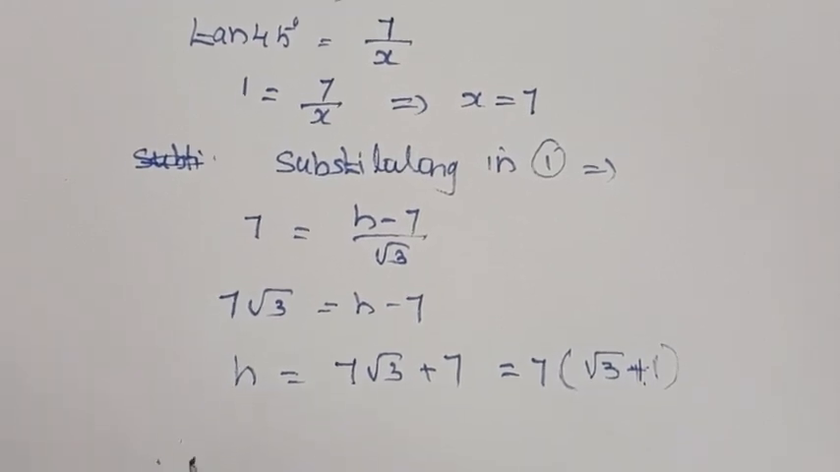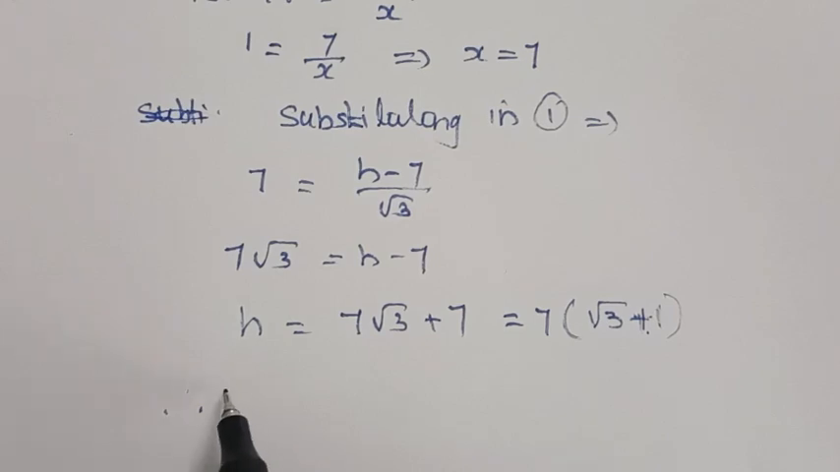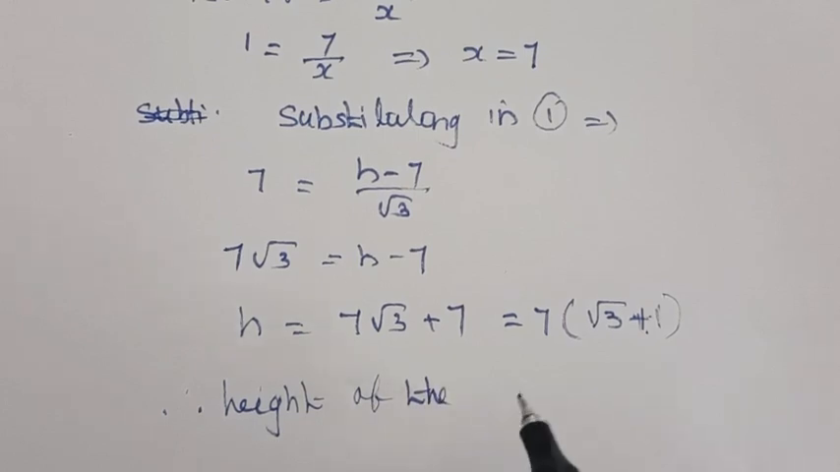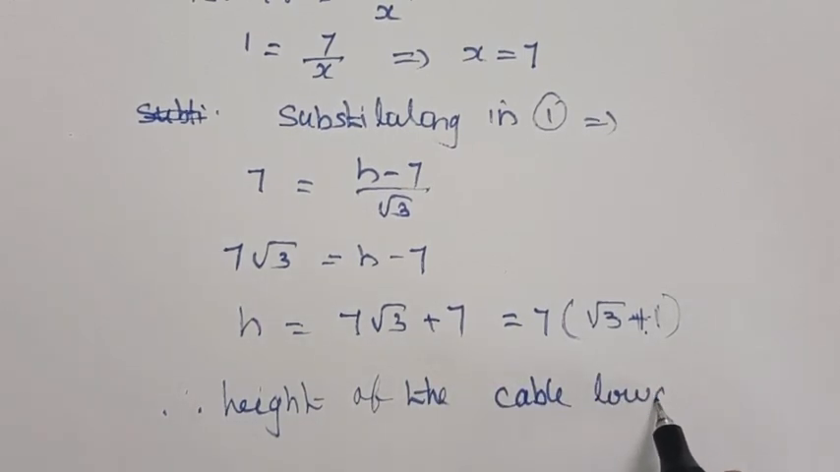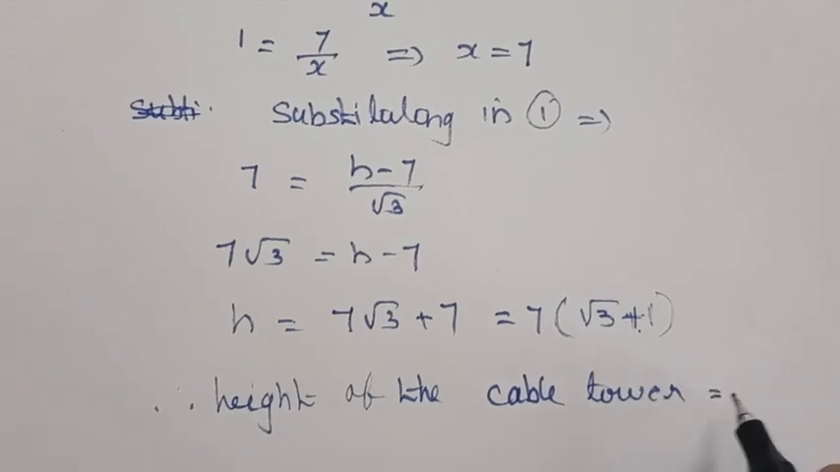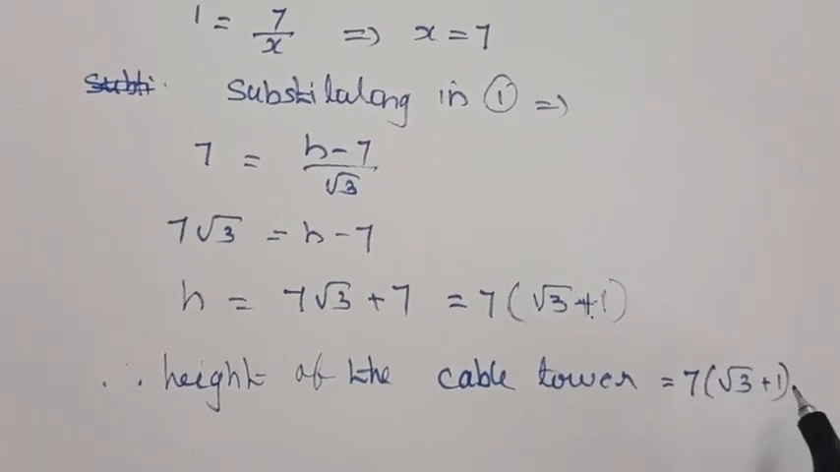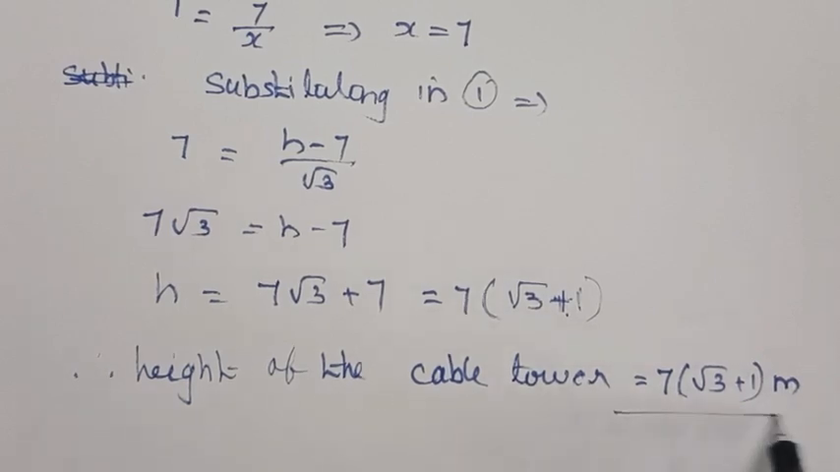Therefore, write the final answer. Therefore, height of the cable tower, that is h equal to 7 into root 3 plus 1 meters.